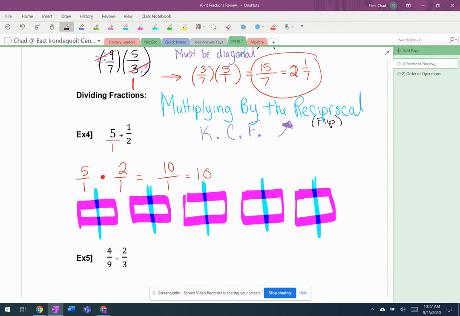you'll see now that I'm not left with 5 things. I'm left with 10 things. So that's kind of why when we're taking a whole number and dividing it by a fraction, we end up with a larger number, when in most cases you're used to ending up with a smaller number when you divide.